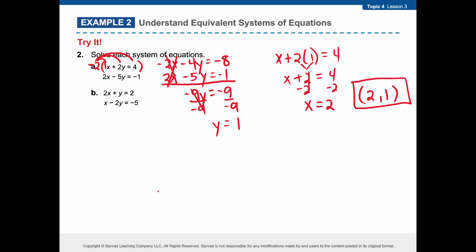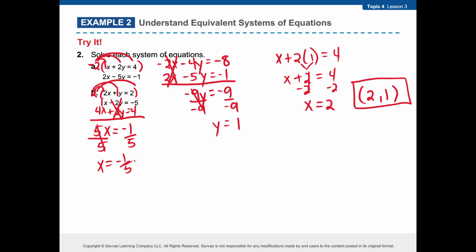Letter B, I would decide to do the y's only because I already have a plus and minus, so I don't have to worry about them being the opposite signs. I would just need to turn this 1 into a 2 by multiplying it by 2. So that would become a 4x, a 2y, and a 4. If you want to put a 1 here, you can. That eliminates. 1x and 4x is 5x. Negative 5 added to 4 is a negative 1.